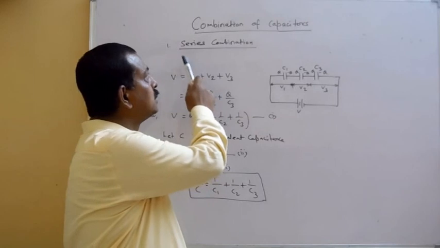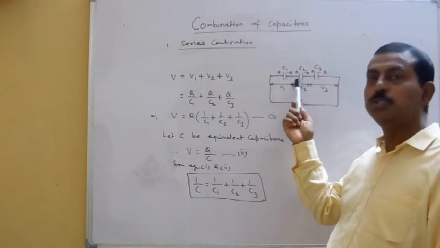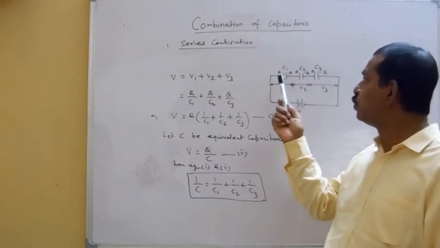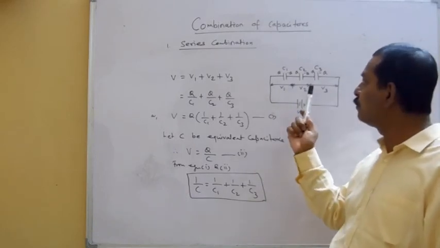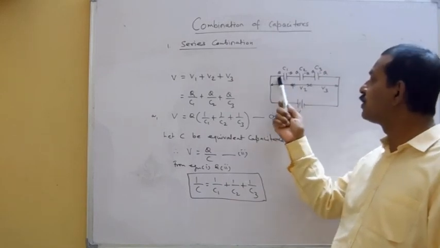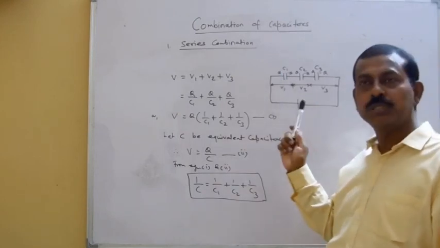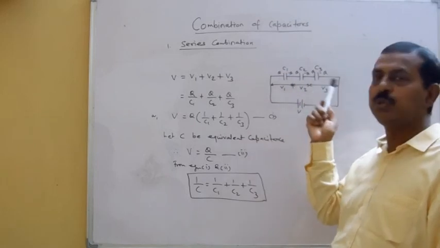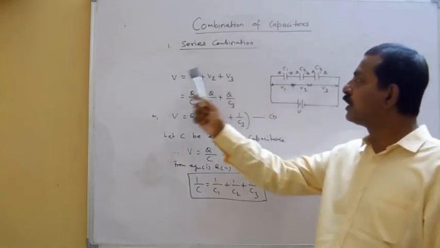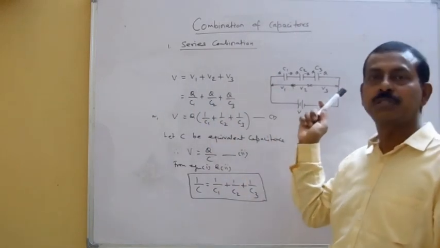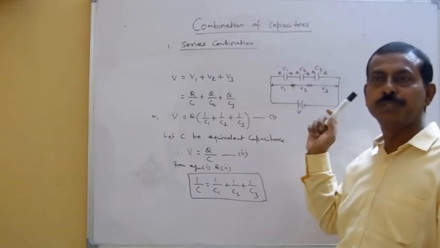Now let's take series combination of capacitors. Here we have C1, C2, C3, three capacitors joined in series, and it is connected to a potential difference V. V1, V2, V3 are the potential differences across the capacitors respectively. And Q is the charge drawn from the source. So obviously it will be the same charge Q flowing through all the capacitors there. So here you can see that the potential difference V across this combination will be V1 plus V2 plus V3.